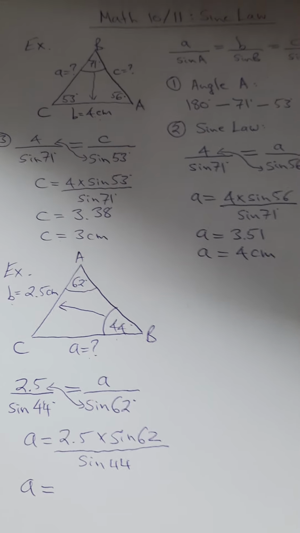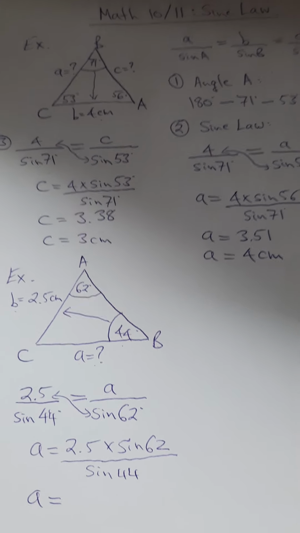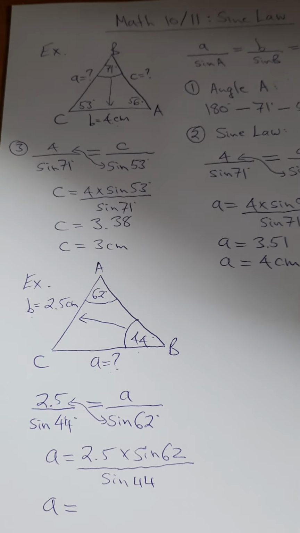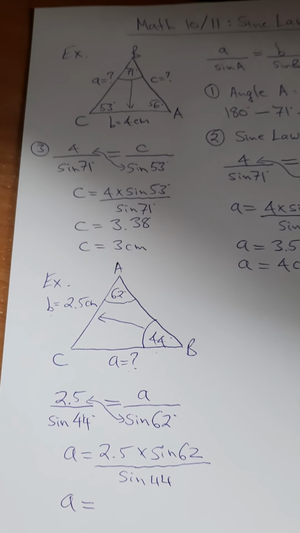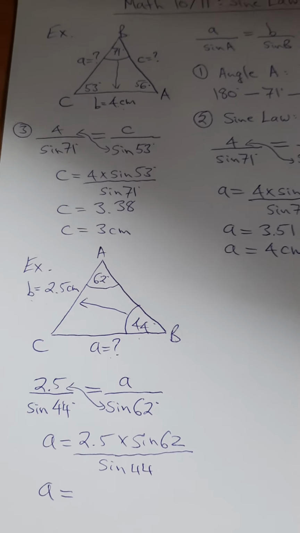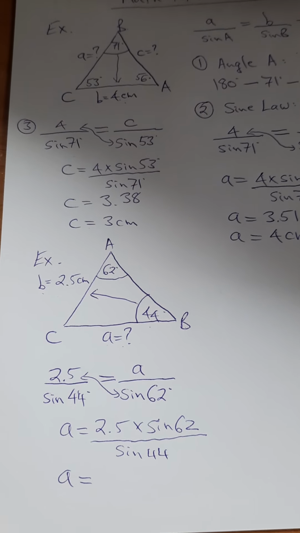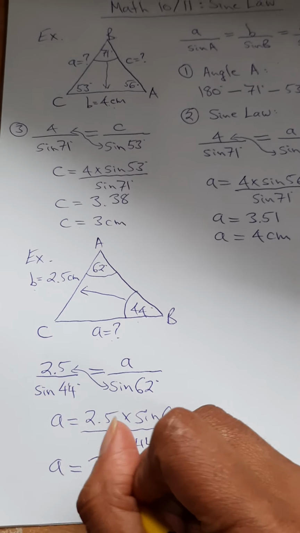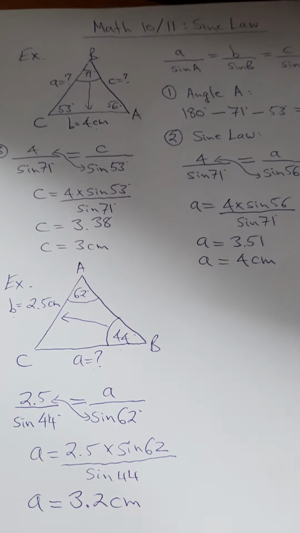Okay, so very simple calculation here. I'm going to put it into my calculator. So 2.5 times sine 62. Make sure you press the equal sign in between. Divided by sine of 44. And usually if the question doesn't say anything, you should be rounding it to the nearest tenth. So we're going to put 3.2 centimeters.